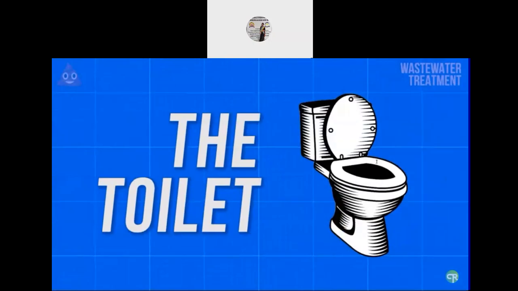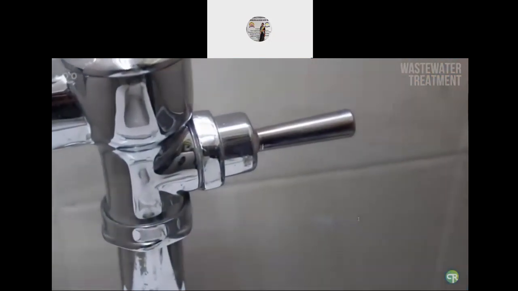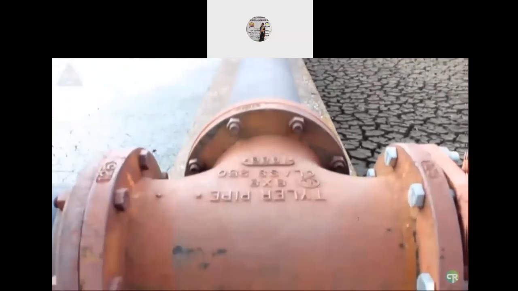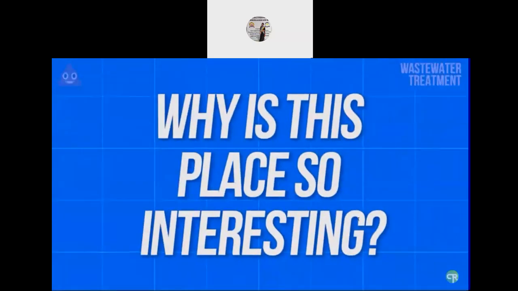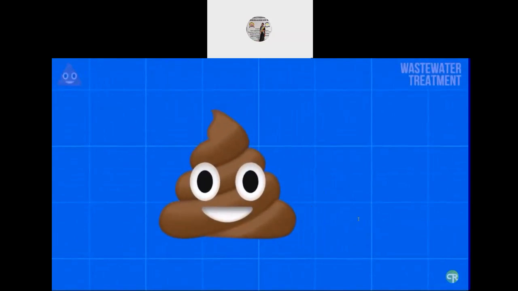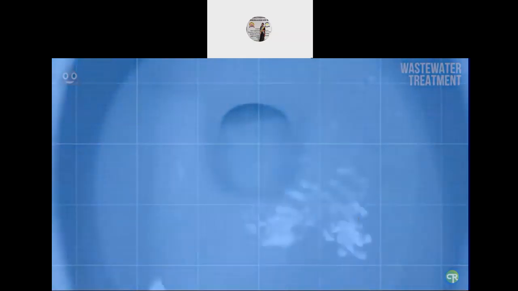Here's where it starts. The toilet. Once you're done doing your business and flush that magical handle, your waste ends up at the inlet of one pretty interesting place, a wastewater treatment plant. Why is this place so interesting? Because it takes arguably one of the most disgusting substances in the world and turns it back into something that is essential to all life.